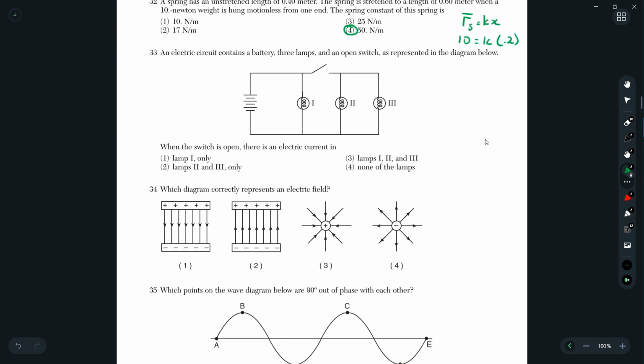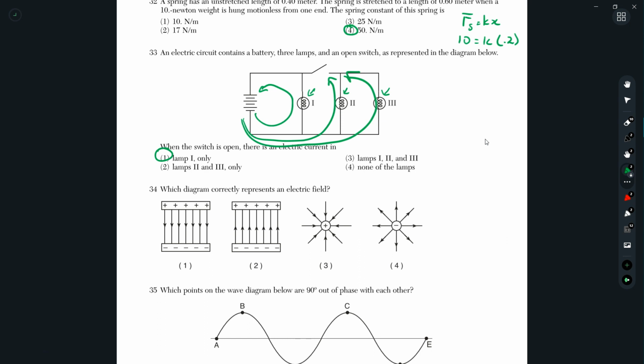Alright, while this switch is open, this circuit has 1, 2, 3 things. However, when this switch is open, if you look, I can loop like this. I am unable to finish a loop here. So there's only electric current in lamp 1.